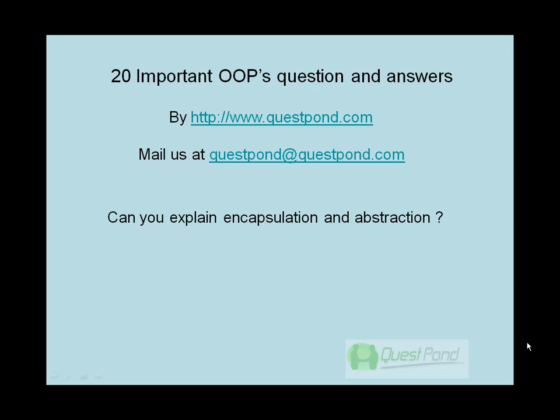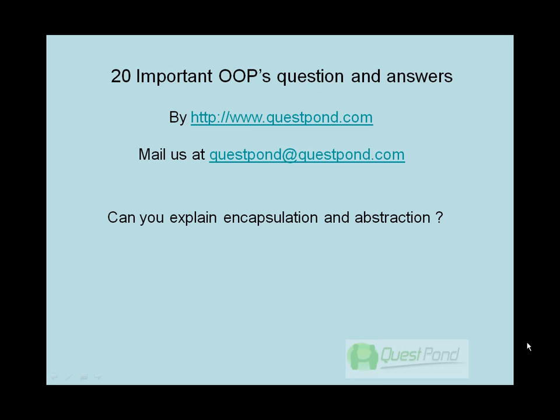So let's take up the next question from the Object-Oriented Programming Questions and Answers video series. Can you explain encapsulation and abstraction, and what's the difference between both of them? If you remember, in our previous video, we had already defined encapsulation and abstraction. We had said that encapsulation is nothing but you hide complexity, while abstraction is you only show the necessary properties or necessary functions needed from a class.